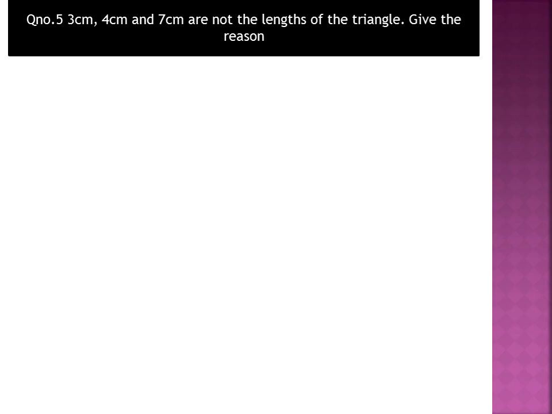First of all, we will write the given lengths as A equal to 3 cm, B equal to 4 cm and C equal to 7 cm. Now we will find the sum of these sides of the triangle. First of all, we will find the sum of the sides A and B. For this we can write 3 plus 4 equal to 7, and you can see that the sum of the sides A and B is equal to the third side C.